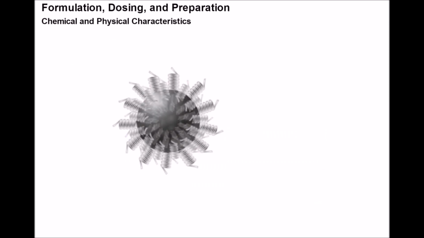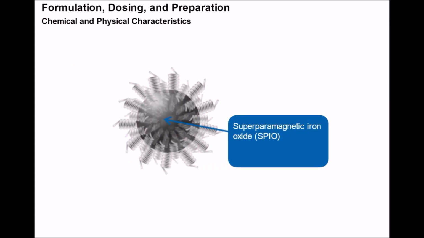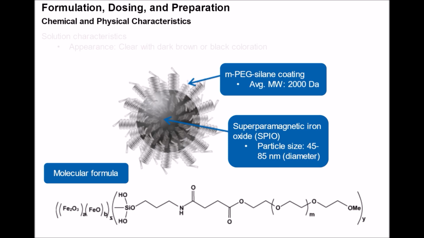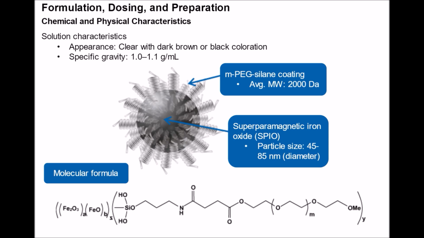IOP injection consists of superparamagnetic iron oxide nanoparticles conjugated with MPEG silane. The molecular formula is shown here. The overall hydrodynamic colloidal particle size is 45 to 85 nanometers in diameter. The average molecular weight of MPEG is 2,000 daltons. The appearance of IOP injection solution is clear with a dark brown or black coloration. The specific gravity ranges from 1.0 to 1.1 grams per milliliter.